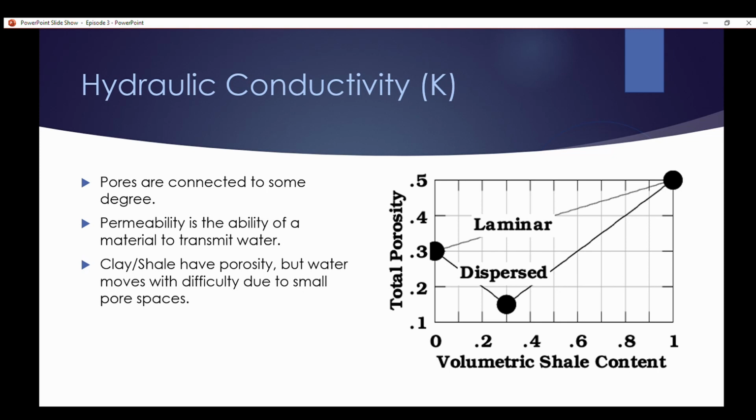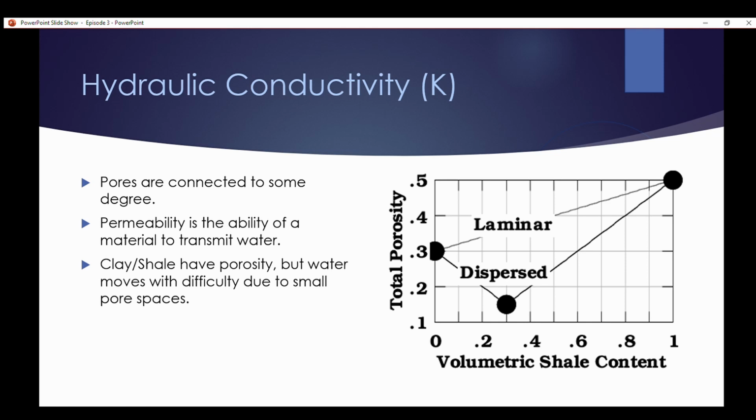So one of the most important aspects of hydrogeology is hydraulic conductivity. So pores are connected to some degree, as we talked about in the last episode. And permeability is the ability of a material to transmit water through these pores, and hopefully there's connectivity between these pores. And clay and shale have porosity, but water moves with difficulty due to the small pore spaces.